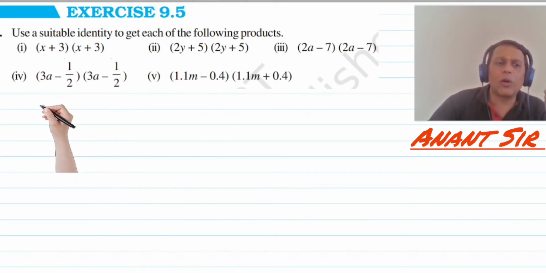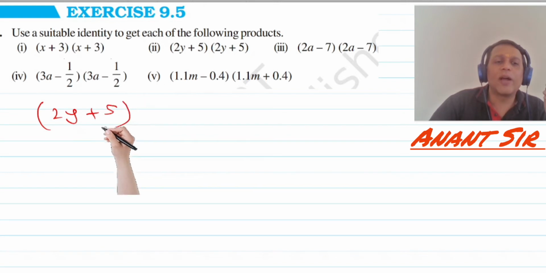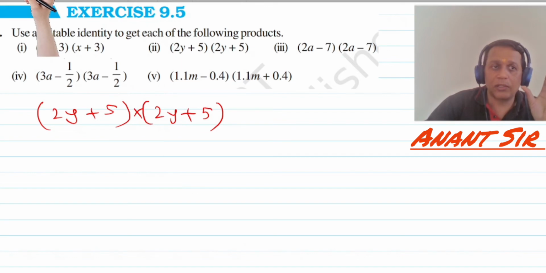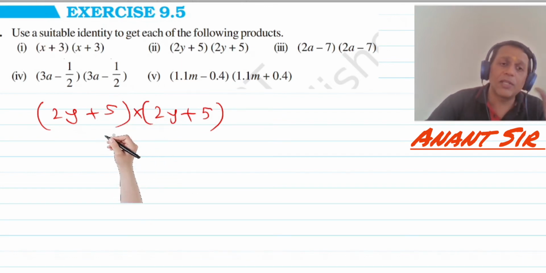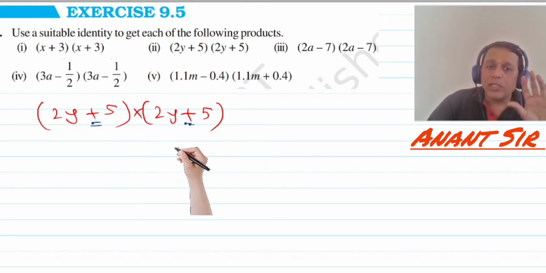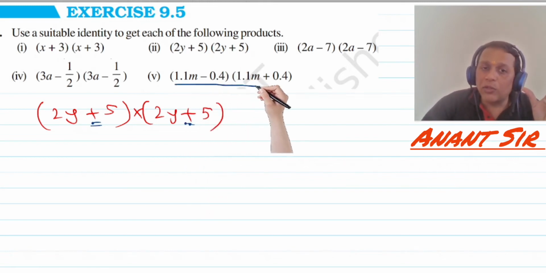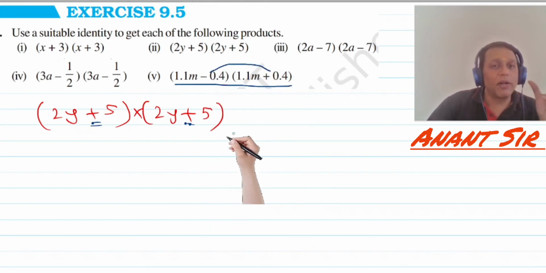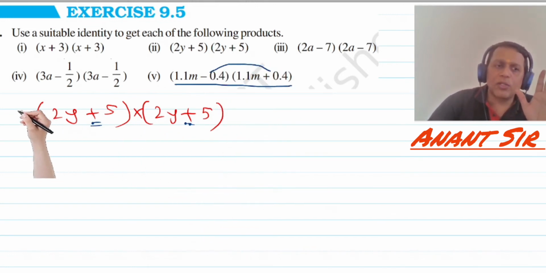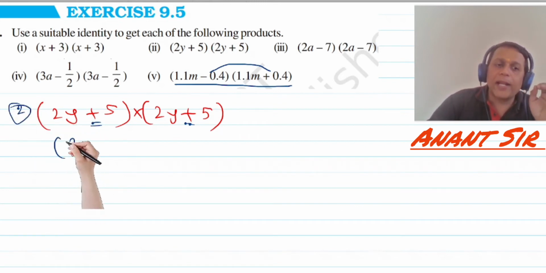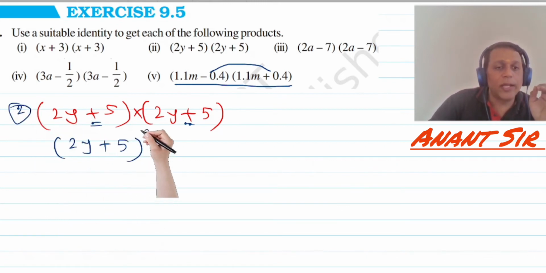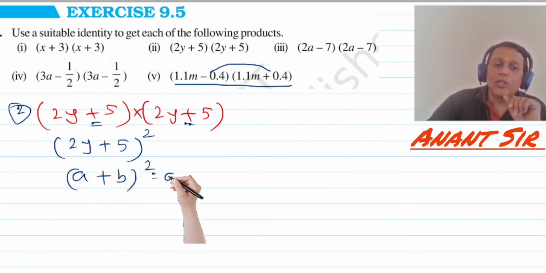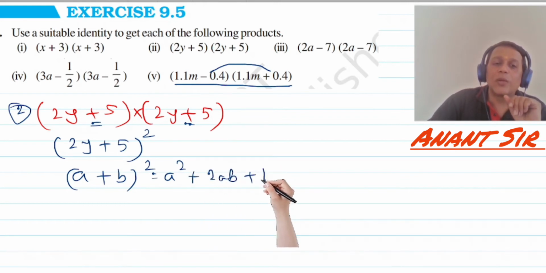Is it similar or not? Let's see. 2y plus 5 multiplied by 2y plus 5. Again the two terms are same. The bracket is same, which means signs are also same, okay? Because in some questions it's possible, like the fifth question, the numbers are same but the signs are different. So there is a different method of solving question 5, okay? So we'll first solve question number 2 now. As the brackets are same even with the sign, I can write it as 2y plus 5 whole square. That means I can use this formula a square plus 2ab plus b square.